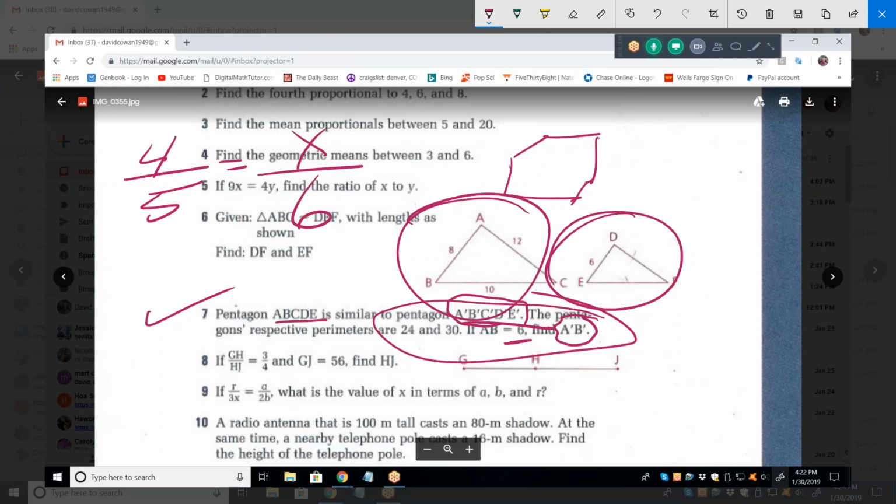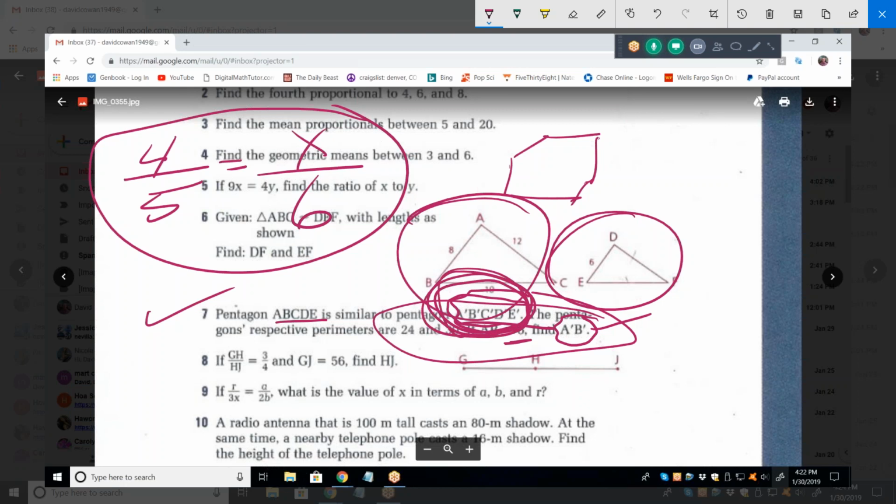Is x going to be smaller or bigger than 6, based on this equation right there? It's going to be a little bit smaller. Is that correct? No. A prime B prime has to be bigger than 6. The perimeter of this pentagon is 30. The perimeter of this pentagon is 24. So that immediately tells you you've got one of these backwards.